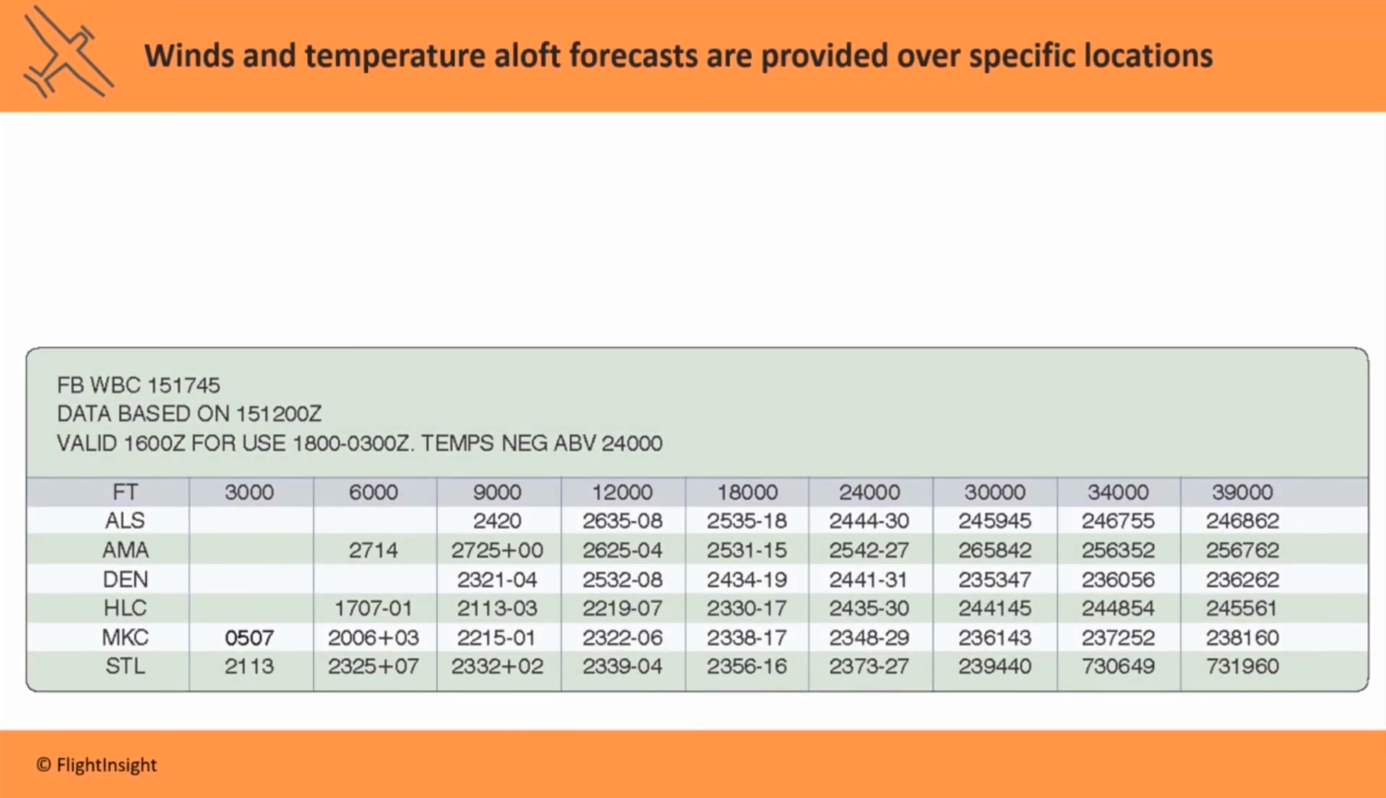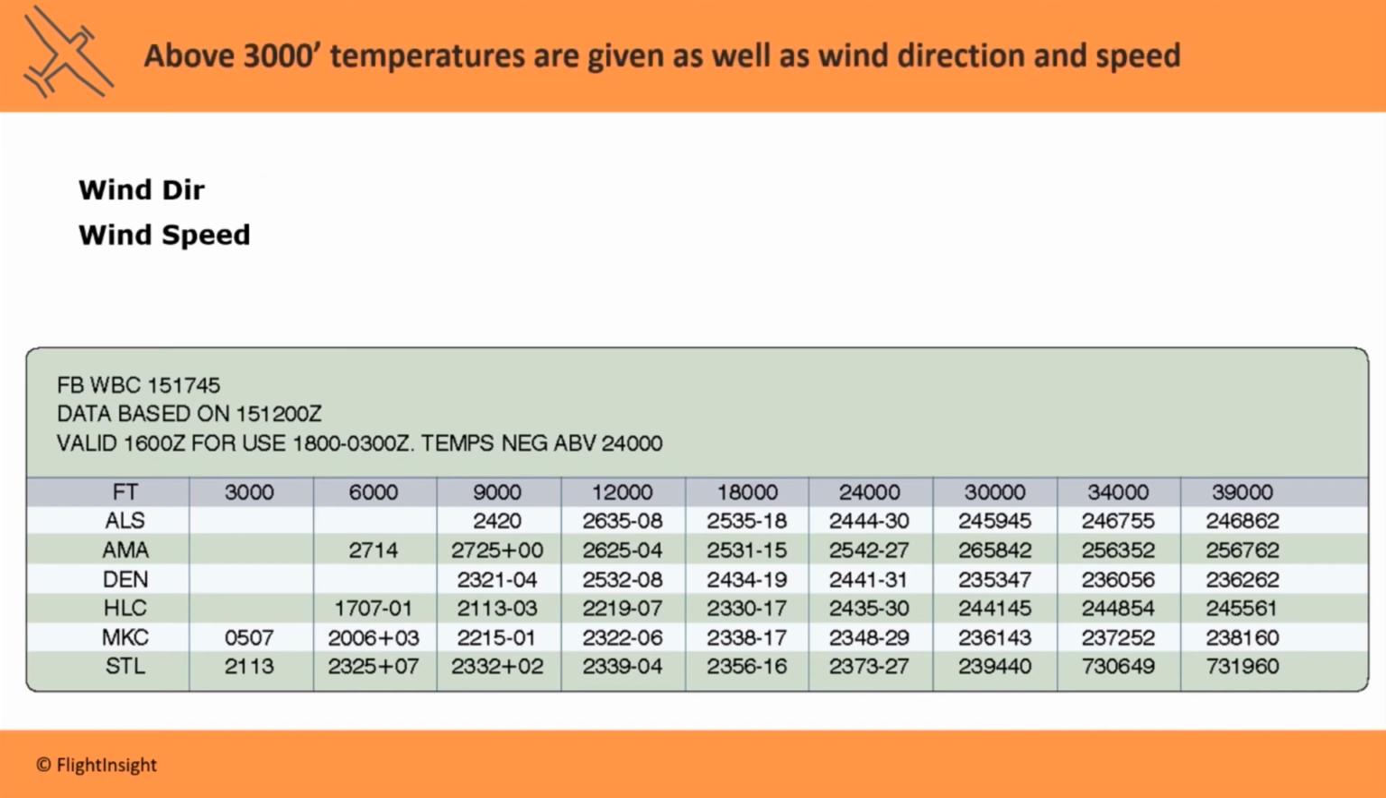Winds and temperature aloft forecasts are also given out to aid in navigation and flight planning. They're provided over specific locations, such as VOR stations. Here's a report for the MKC VOR near Kansas City. At 3,000 feet, the wind direction and speed are given. This is 050 degrees at 7 knots. Above 3,000 feet, temperatures are also included.